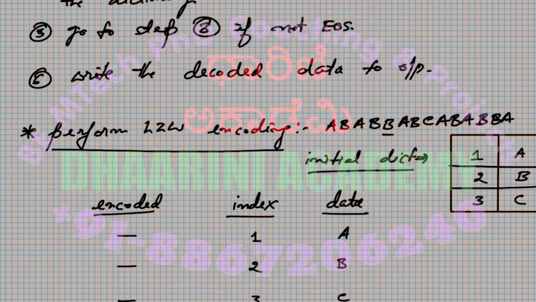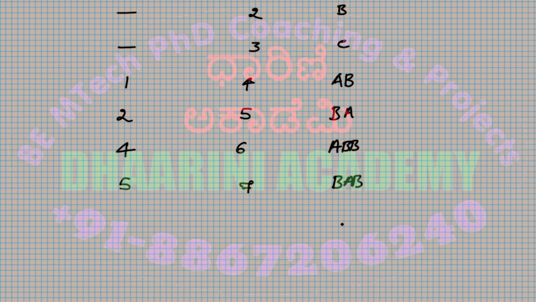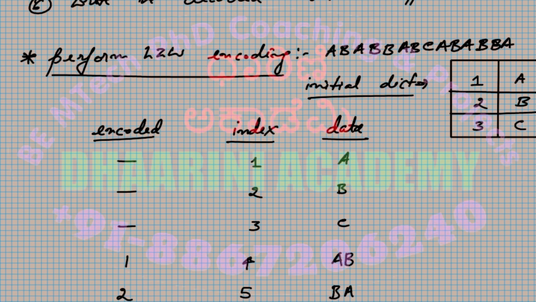Okay. After BAB, let's proceed further. What do you have after BAB? BC, right? BC does not exist. I'll write BC. So my next entry will be BC. This is 8, out of which I leave the C and just check whether I have B. Yes, I have B and the number is 2. Is it okay? All right, let's go ahead.